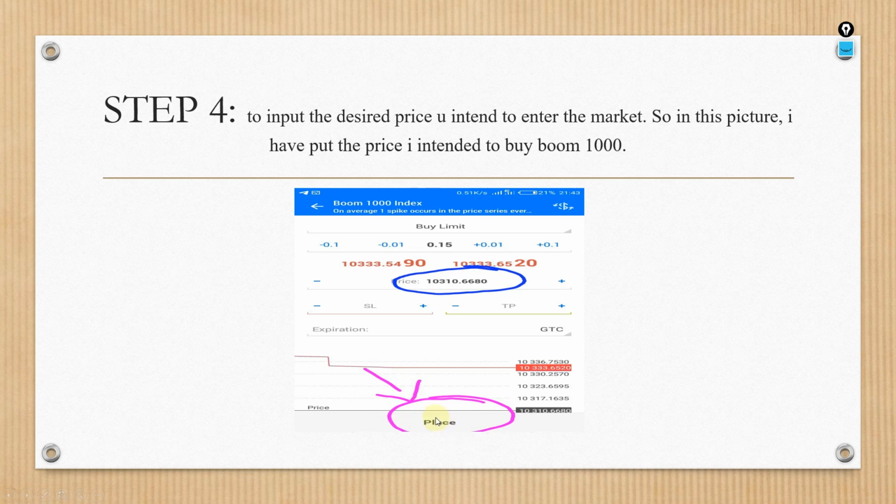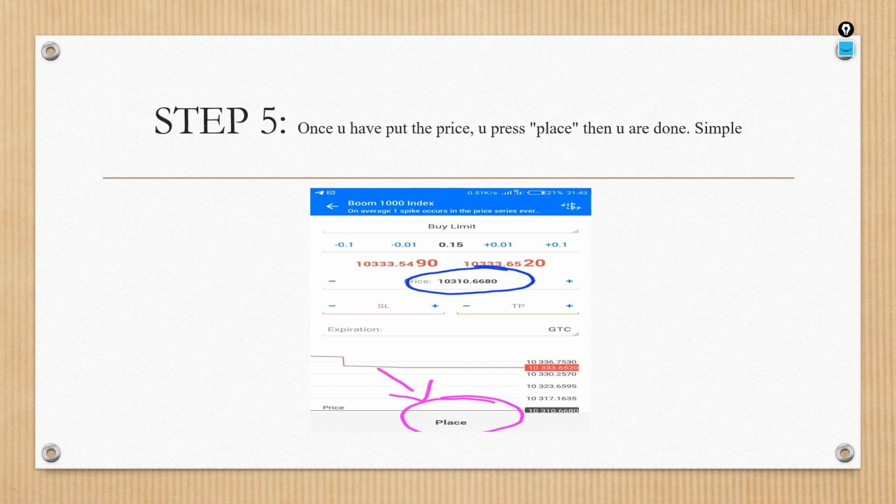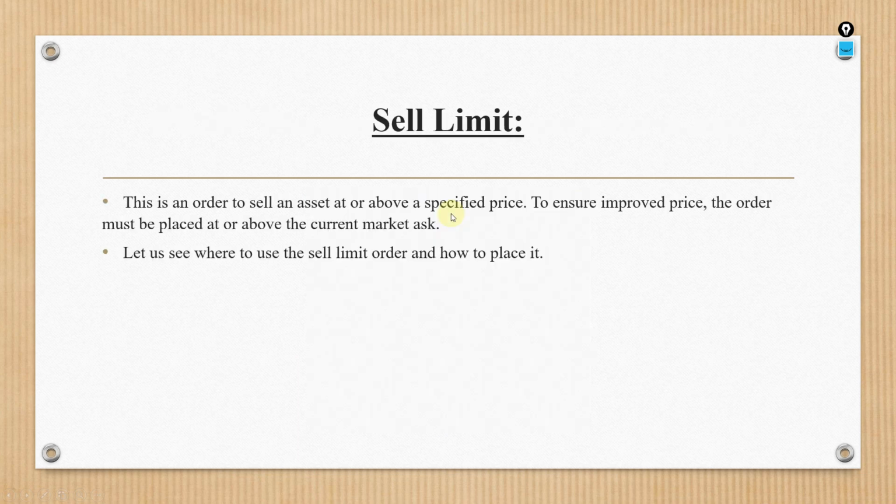Yeah, you press where it is written place. So once you press there, you actually set what we call a buy limit. And once that is done, the buy limit will be there on your screen.